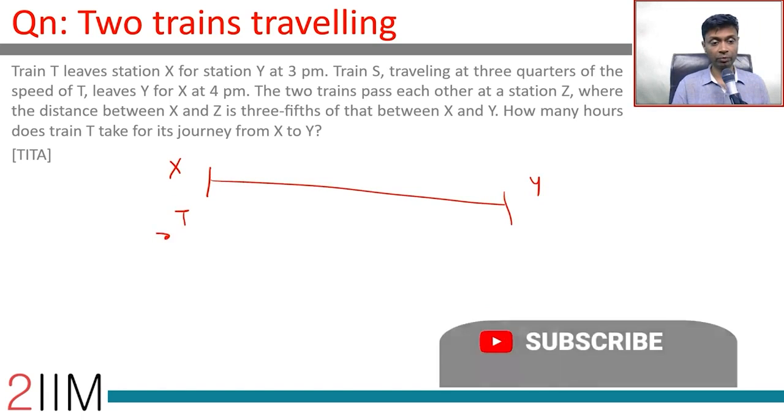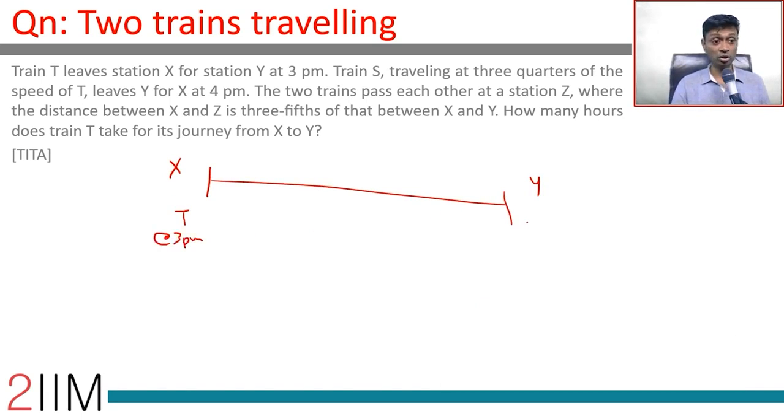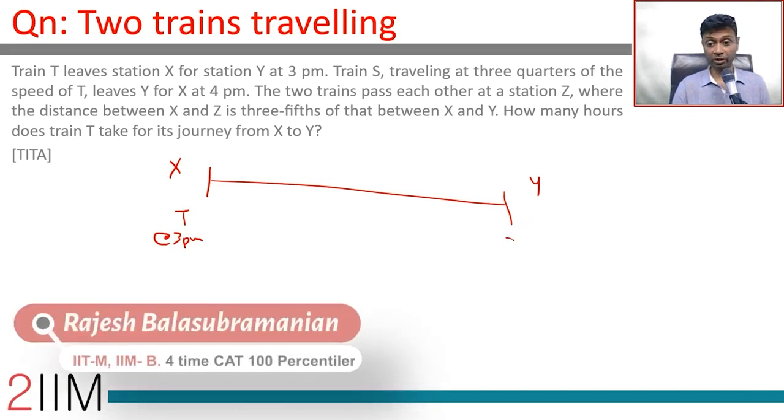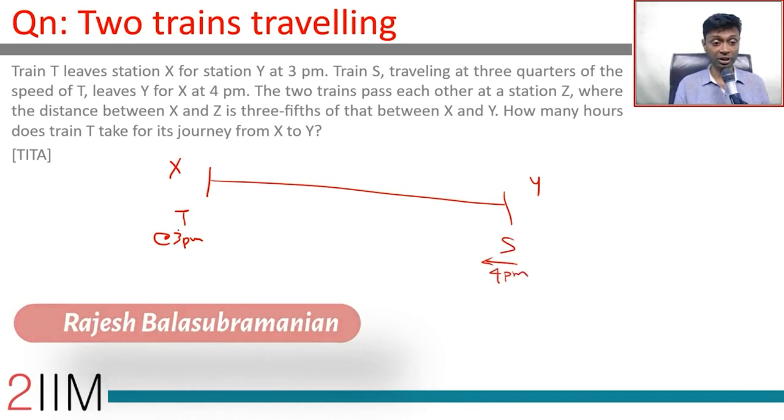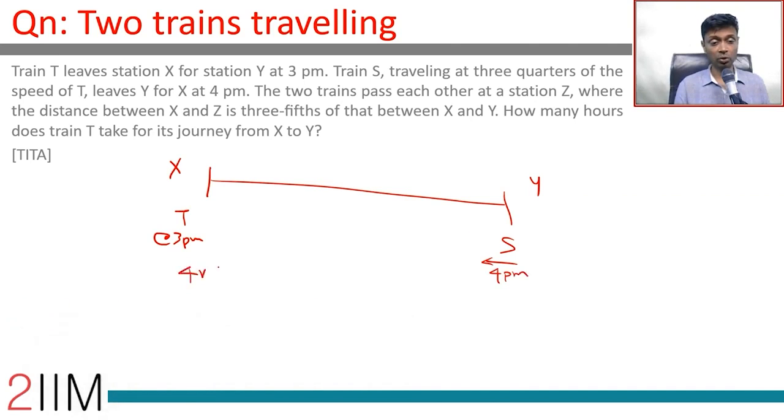Train T at 3 p.m. Train S, traveling at 3/4 of the speed of T, leaves Y for X at 4 p.m. Since S travels at 3/4 the speed of T, T is going to travel at 4v and S at 3v. I don't want to deal with 1 and 3 by 4 or 0.75. 4v and 3v work just fine.